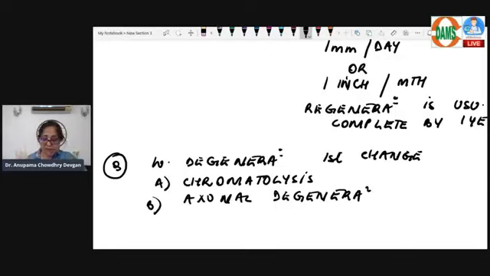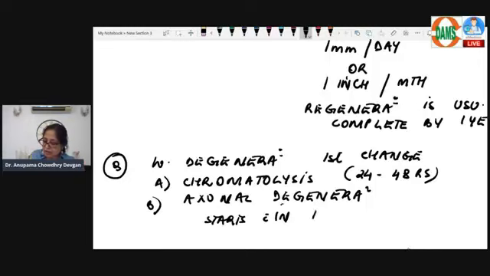Now, I've already told you chromatolysis is 24 to 48 hours. Axonal degeneration starts within a few hours of injury. How does it start? With a swelling, right? But it takes 3 to 5 days for the degeneration to happen. It takes 3 to 5 days.